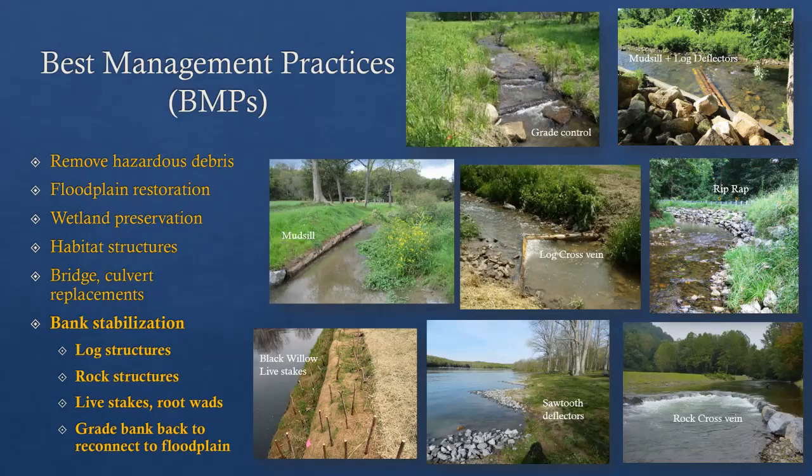We'll start at the top left. Those logs that are going across the stream there, those are grade control structures. Like I talked to you guys earlier about slope, we can help the stream stabilize its slope by going in and designing these grade control features. The logs go across the stream, and it helps direct the flows in the directions that we want, depending on how we angle those logs in the stream bed.